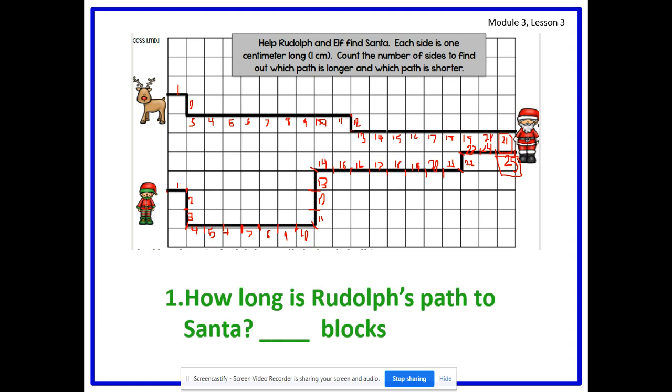Well, now, let's answer our first question. It says, how long is Rudolph's path to Santa? Go ahead and write the number on your whiteboards. And when I say go, pick up your whiteboards to show your answer, even if you're at home. Everybody write. How long is Rudolph's path to Santa? And go. Remember, it should have not taken you long. It's just a number. You should have written 21 city blocks. So how long is Rudolph's path to Santa? Get ready.